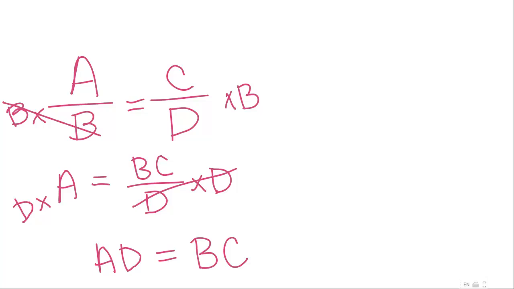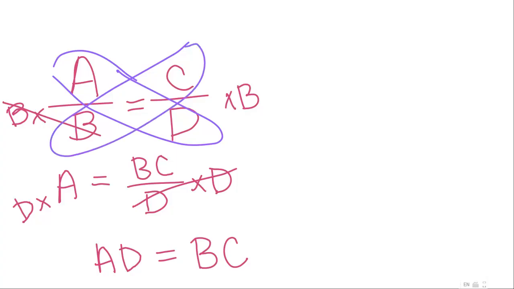According to our cross multiplication rules, a times d should equal b times c. That's it. That is how cross multiplication works. Try it out. See if you can find any numbers that don't follow this rule, and let me know.